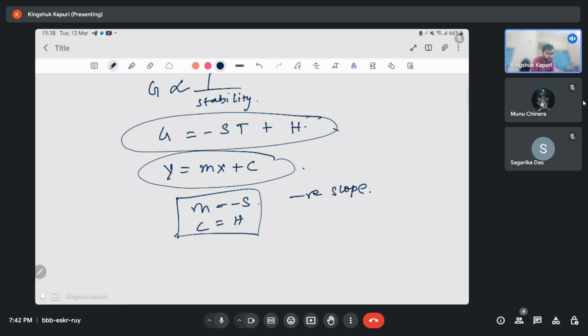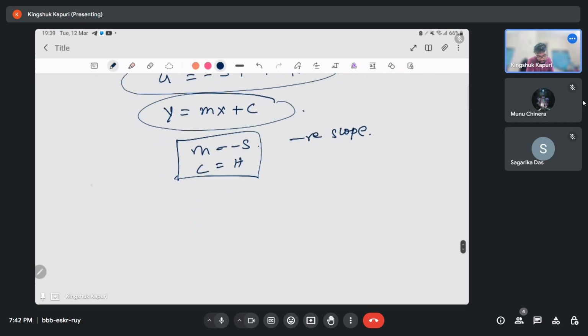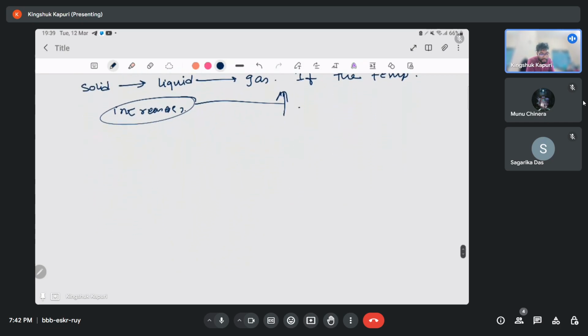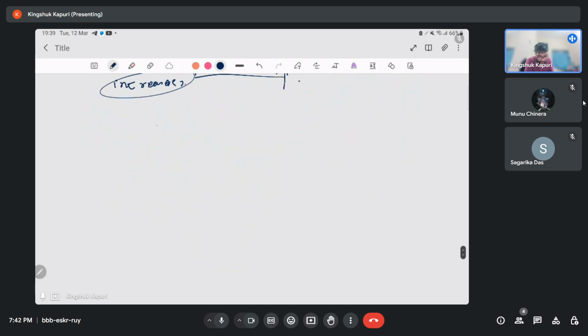Now, let's take an example of a natural system. Solid converts to liquid, which converts to gas. This series continues if the temperature increases, right? Now we'll just see a phase diagram. Let's draw a phase diagram.